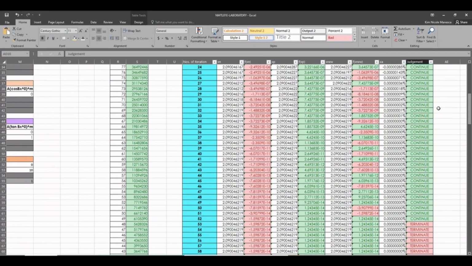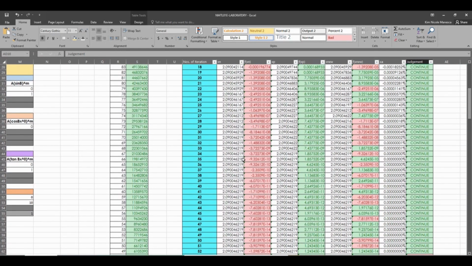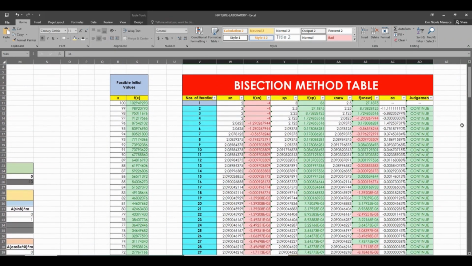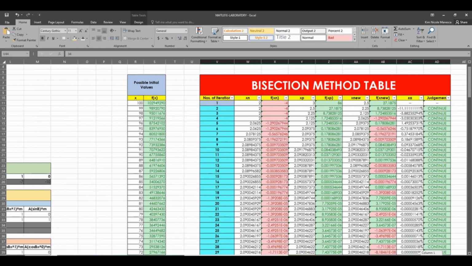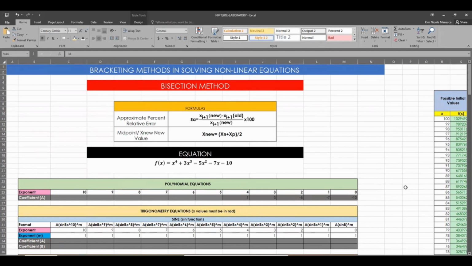Usually, when the values are constant, this is where the root of the equation lies. So in here, it was in the 34th iteration where the values became constant. So, the root of this equation falls in 2.0900462219. This template caters to polynomial equations up to 10th degree and also trigonometric functions, which should first be set into radians. Lastly, log functions.